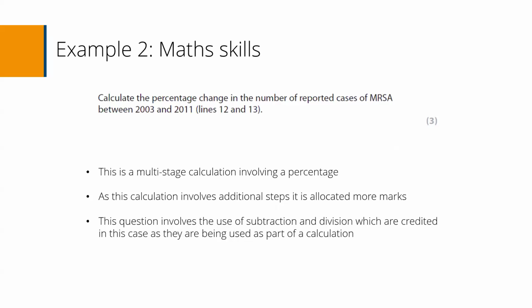Okay, let's look at another example. Calculate the percentage change in the number of reported cases between 2003 and 2011. This obviously relates to a comprehension. The comprehensions, remember, would appear on paper 2. In your comprehension question on paper 2, there are line references, so it tells the students where to find that information. This is a multi-stage calculation of percentages. As a calculation involves many steps, it gets more marks.